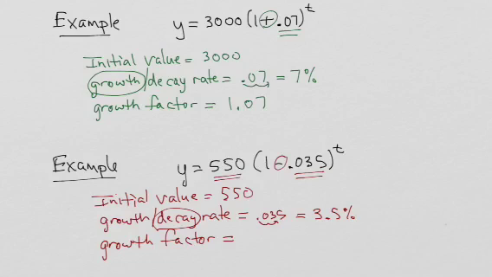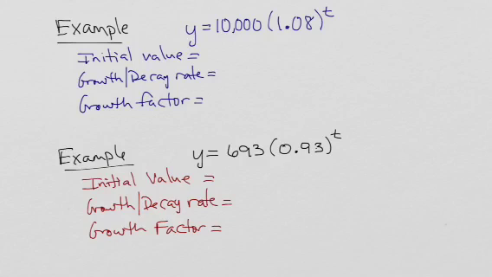And then the growth factor. That's that whole parenthesis actually simplified out. The 1 minus 0.035, that's going to get us 0.965. That's our growth factor. If that growth factor is higher than 1, we have growth. If the growth factor is lower than 1, we have decay. Let's try a couple more.